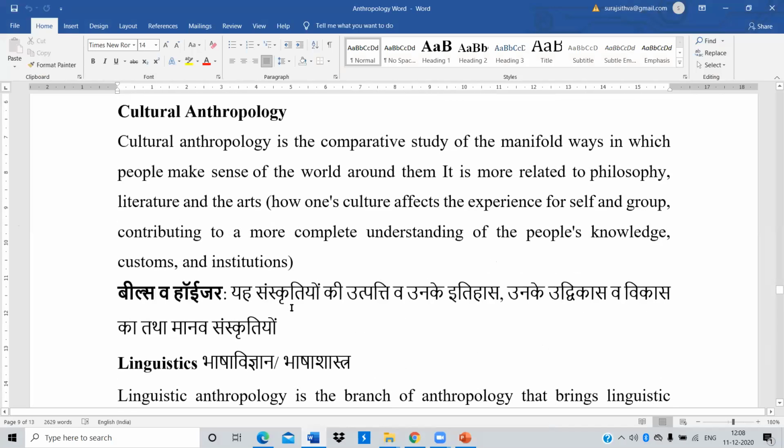Cultural anthropology is the comparative study of the manifold ways in which people make sense of the world around them. It is more related to philosophy, literature, and the arts, how one's culture affects the experience for self and group, contributing to a more complete understanding of the people's knowledge, customs, and institutions.